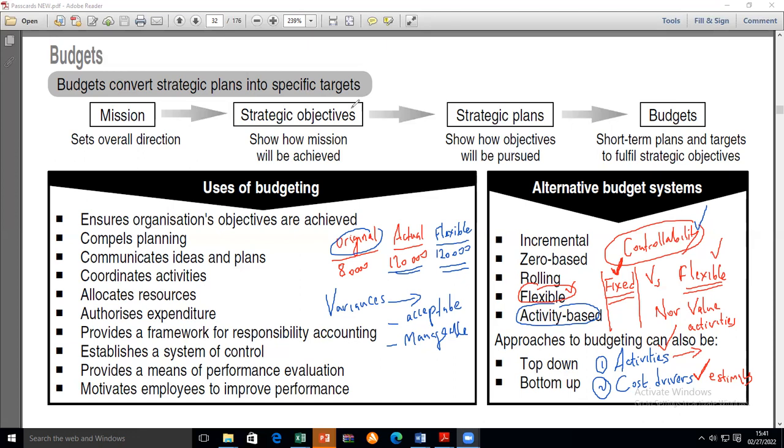I recently met a question which says, how can an activity-based budget help on variance analysis as compared to traditional budgeting? Yes, it can help. The quality of the variances will be much better, because you are budgeting on the basis of the cost drivers. So the budgets that you prepare under activity-based costing are much more realistic.